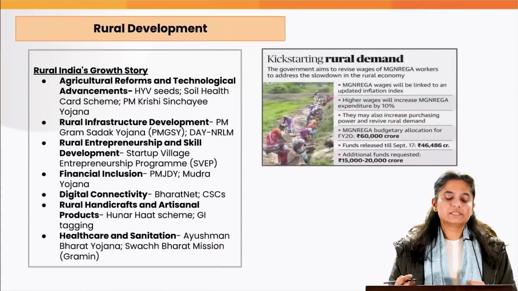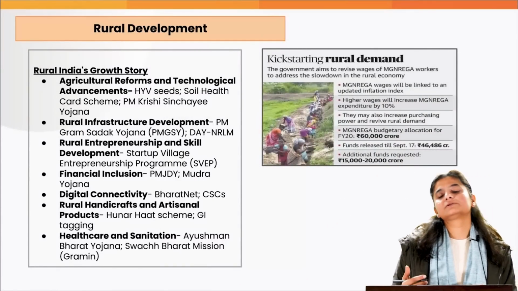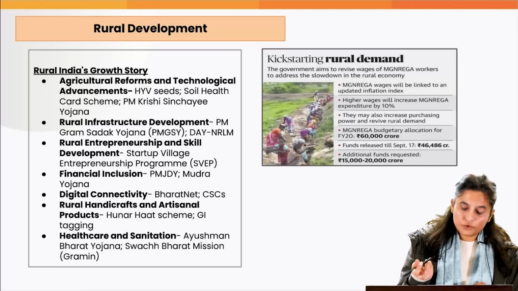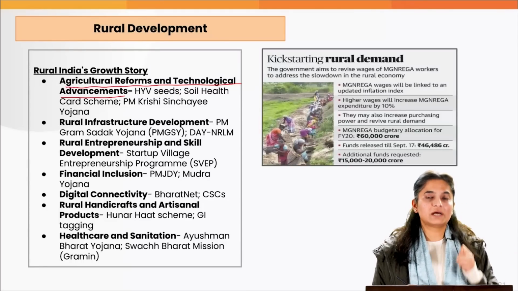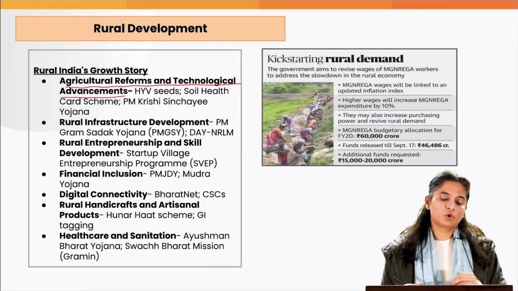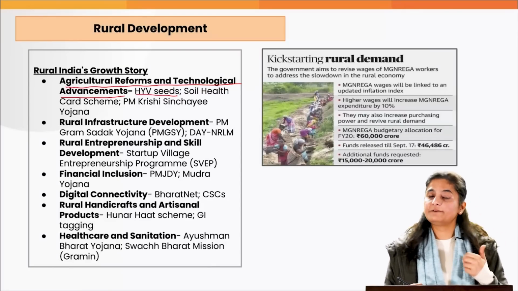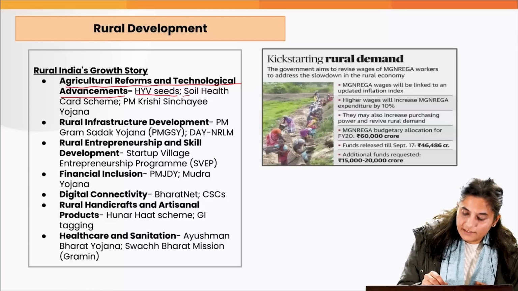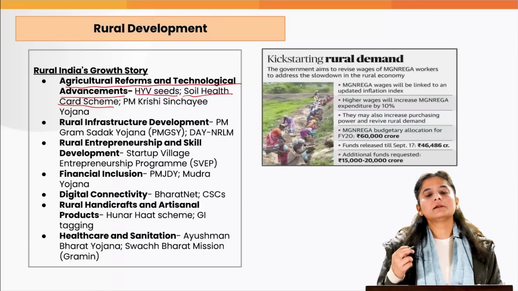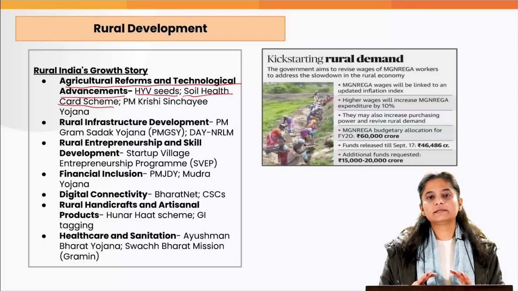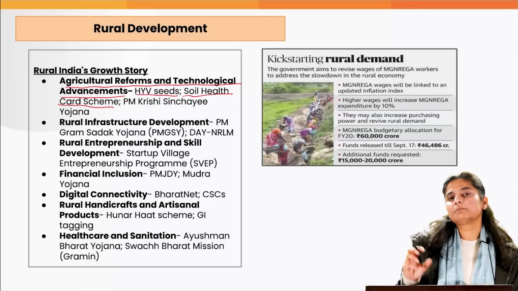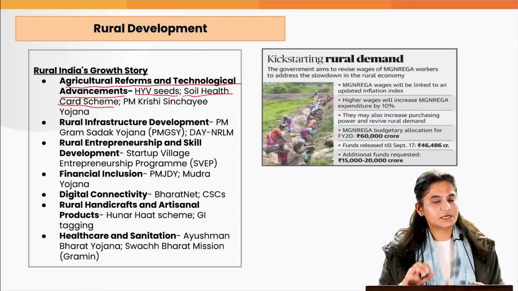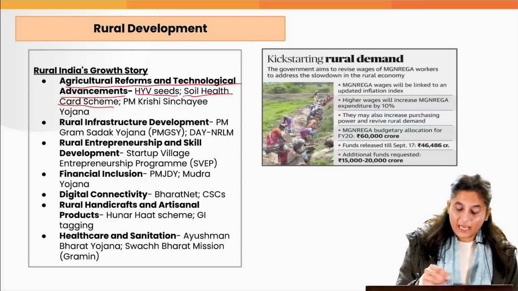Now, moving ahead, we'll see how rural India's growth story has turned out. A few of the successes that we have been able to witness start with, first of all, agricultural reforms and technological advancements. In agriculture, we saw the deployment of high-yielding variety seeds right from the Green Revolution. Then there are schemes like the Soil Health Card Scheme, which sets the balance between the fertilizers and the combination that we are putting into the soil, so that its health and fertility is maintained and remains sustainable.